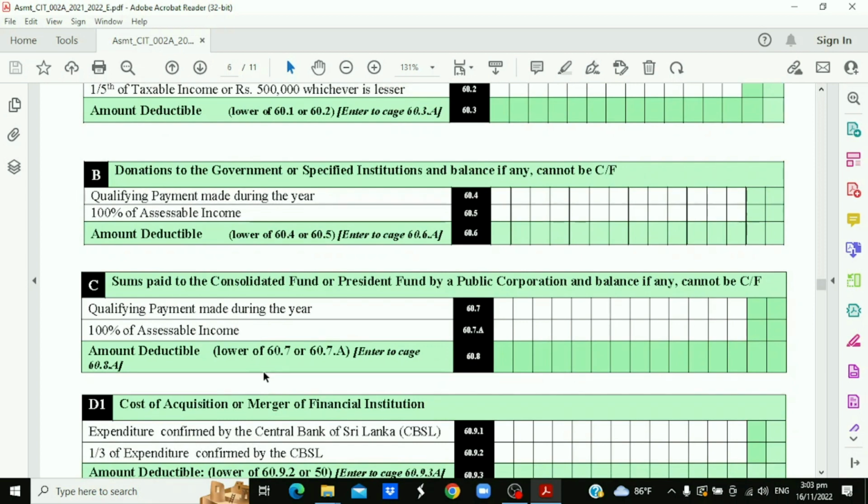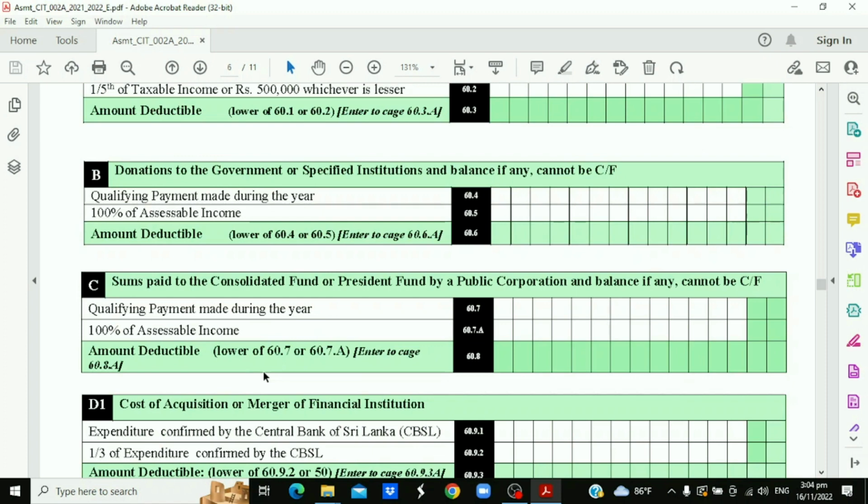donations to the government or specific institutions, and the balance, if any, cannot be carried forward, right? Donations made to these institutions, money or otherwise, they can consider as a qualified payment, right? First we can identify the actual amount, then the limitation is 100% of this expense they can allow to deduct. Right? Always when you are going to deduct, there's a limit. We have to consider whether there's enough value to deduct it, right?